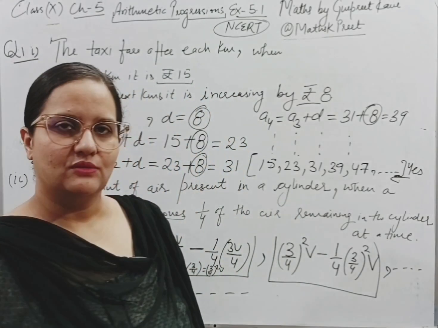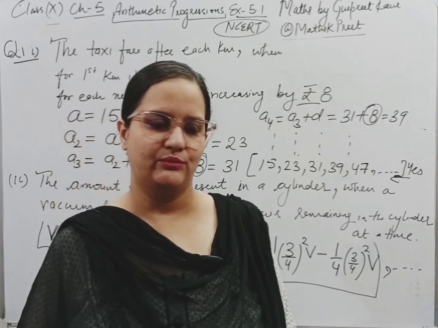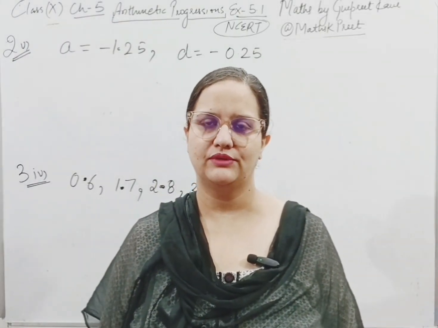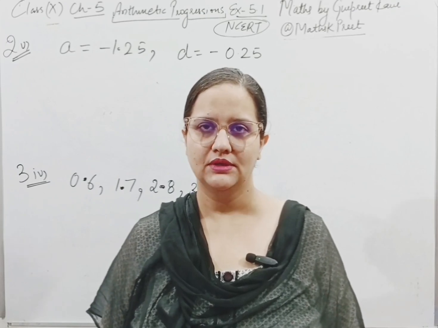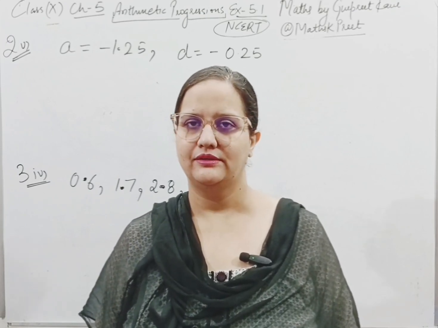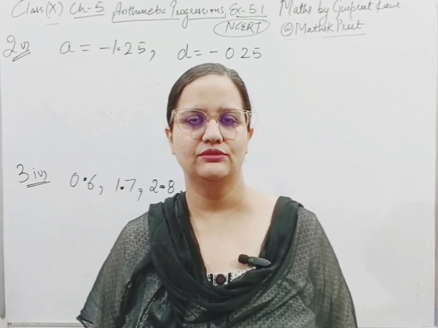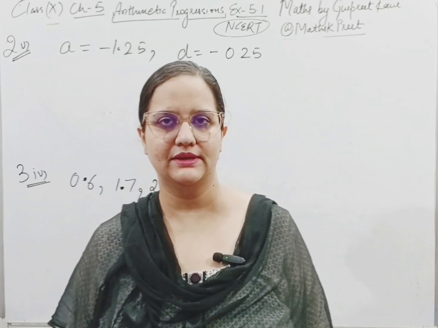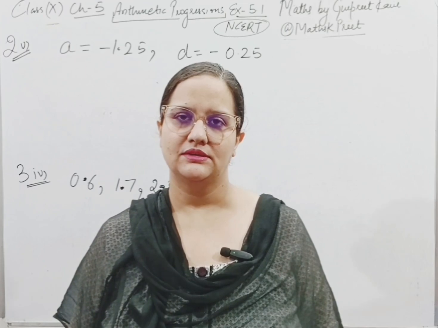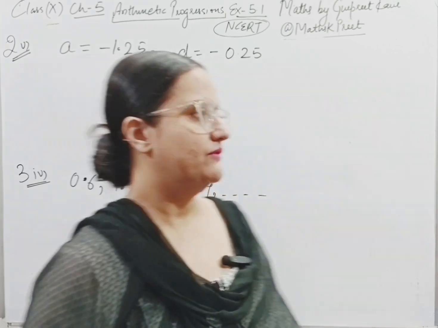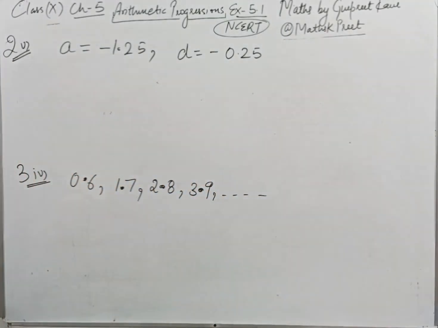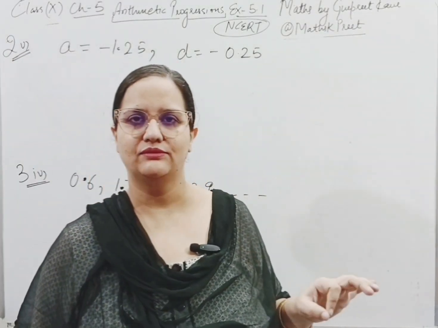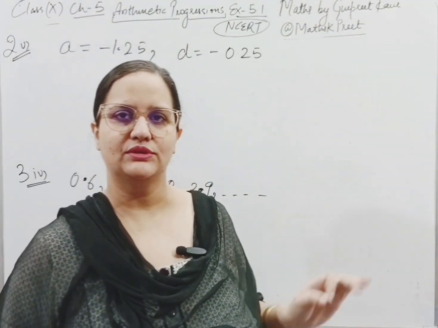So let's see the next questions from exercise 5.1. In actual, this exercise is very simple, so I'm just performing one or two parts for every question. The rest of the parts you can do by yourself, as I told you in the first video, the questions will be of this pattern only, whether you have to construct an AP or check whether a sequence is forming an AP or not. So I'm taking the fifth part of question number 2. A and D are given to us, and we have to construct an AP from the given information.